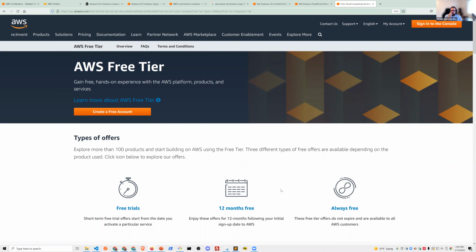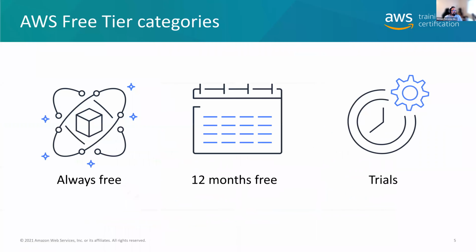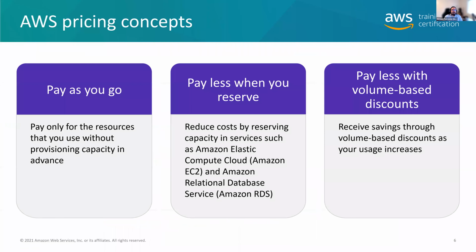You create a new account. For 12 months, you get some services free. Other things are free in perpetuity for as long as you have the account. You also have some trials out there as well. Now, AWS is pay as you go. So what do I do if I want to forecast costs? Well, you have 2 options. You have 2 options to forecast costs.